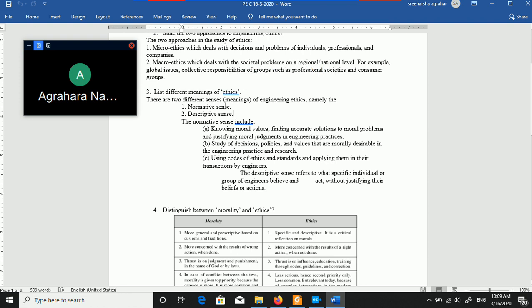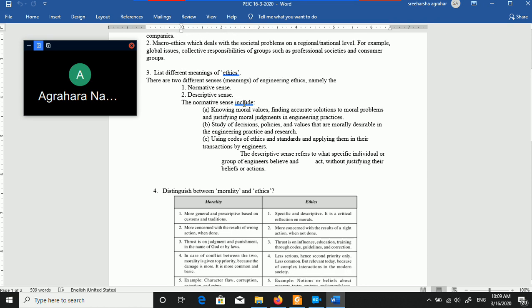Okay, so here we have two different meanings of ethics. We can understand ethics in two ways, one the normative way and the other the descriptive way, or descriptive meaning. When we speak about the normative meaning, here we are speaking about knowing values, moral values. We are speaking about finding accurate solutions to moral problems and justifying moral judgments in engineering practices.